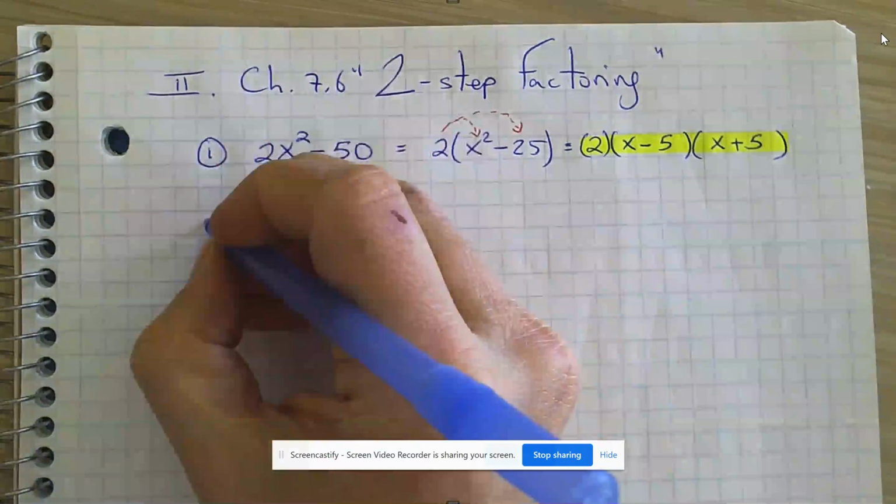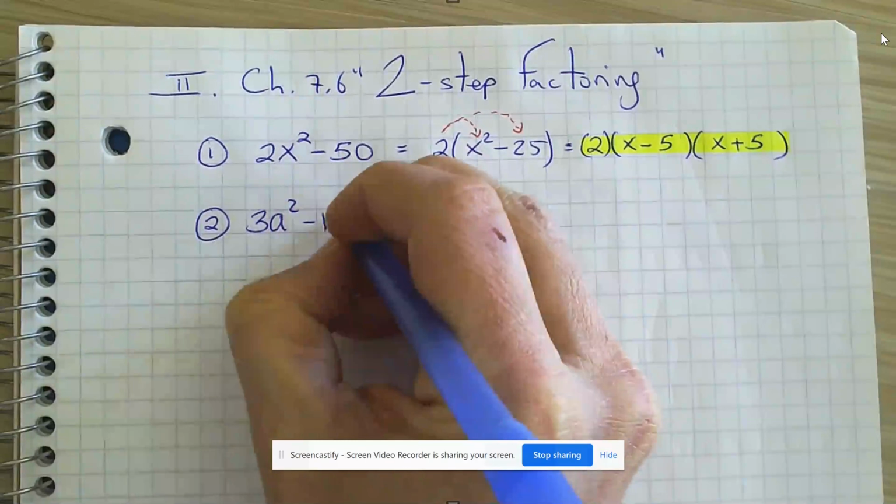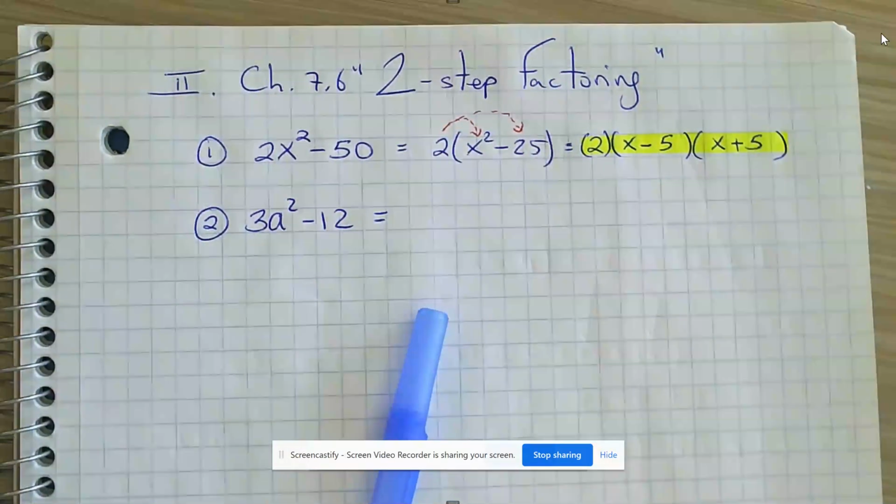Okay, question number 2. Now you try it. I'm going to give you 3a squared minus 12. I'm going to pause there for a minute and see if you can come up with a factored form. If you're at home, put it in the chat. Let me see what you got. You have a minute.